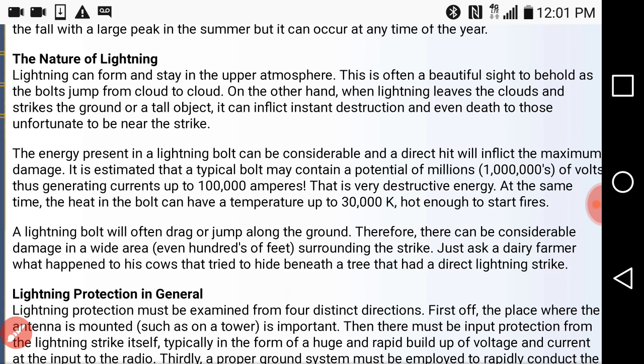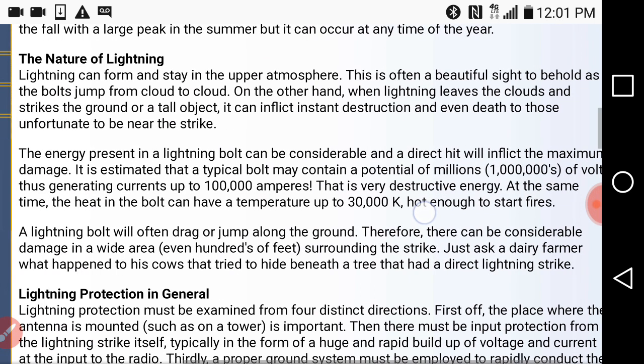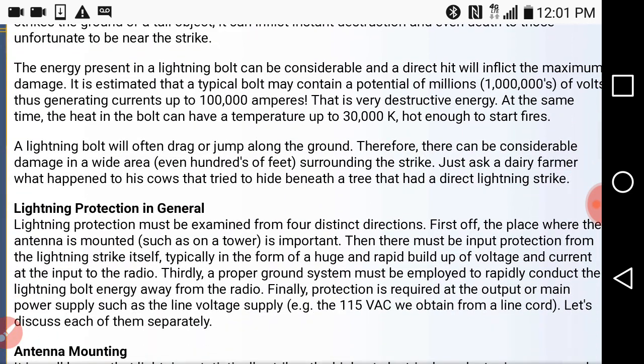All right. And the energy present in a lightning bolt can be considerable, and a direct hit will inflict the maximum damage, blah, blah, blah. A lightning bolt will often drag or jump along the ground. I'm going to tell you this again. The aerial that hits the ground with the lightning is very close to the ground and close to the object. I promise you that. If you think otherwise, all you have to do is go to your weather forecast and look at the term ceiling.